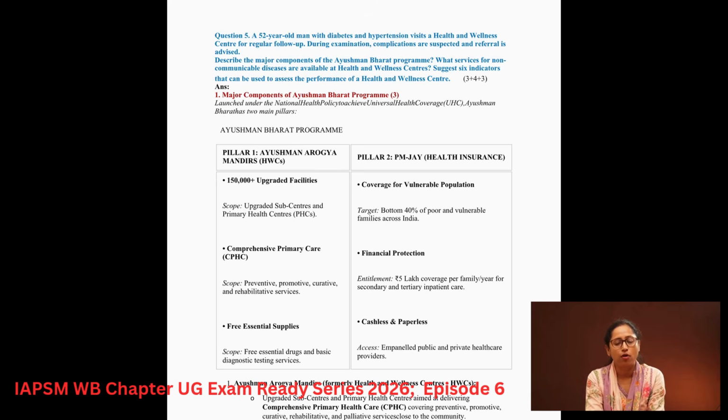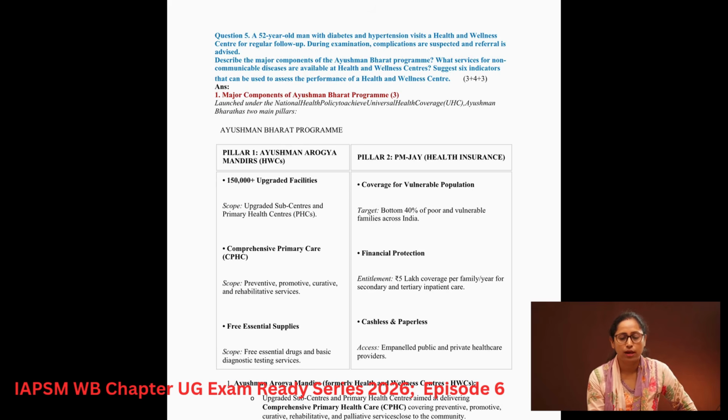Now, when you are talking about the first part of this question, that is major components of Ayushman Bharat, launched under the National Health Policy to achieve universal health coverage, that is UHC, it has 2 main pillars. Pillar 1, Ayushman Arogya Mandirs, and pillar 2, PMJAY, that is the health insurance. Okay. So, please write about the Ayushman Arogya Mandirs, few points, and also PMJAY or the health insurance, few points.